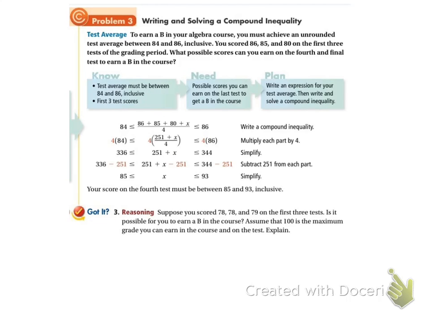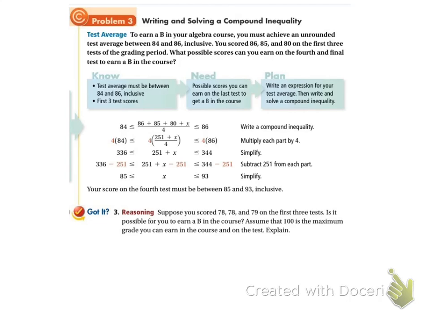Okay, to earn a B in your algebra course, you must achieve an unrounded test average between 84 and 86 inclusively, which means if you have an 84, you have a B. If you have an 86, you have a B. That's what inclusively means. You score 86, 85, and 80 on the first 3 tests of the grading period. What possible score can you earn on the 4th and final test to earn a B in the course?